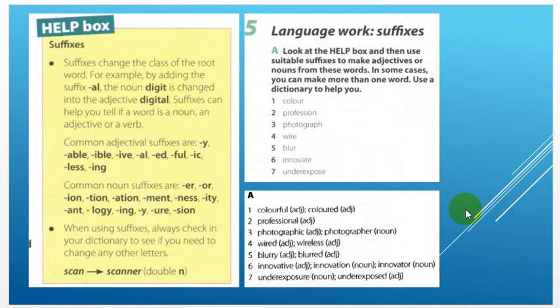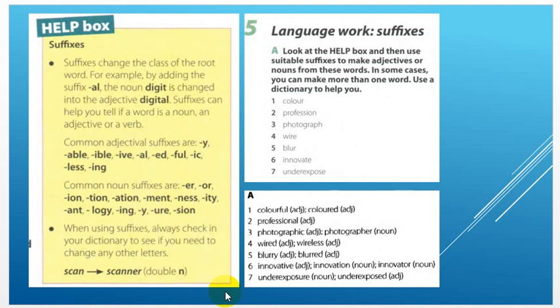Another section is the vocabulary section. In this vocabulary section we will study suffixes. As you know, affixation is divided into two parts. One is prefixes and the other is suffixes. Suffixes are those small parts of the word that come at the end of the word and change the grammatical class of a word. Okay, suffixes change the class of the root word. For example, by adding the suffix -al, the noun digit is changed into the adjective digital. Digit changes to digital. Suffixes can help you tell if a word is a noun, an adjective, or a verb.